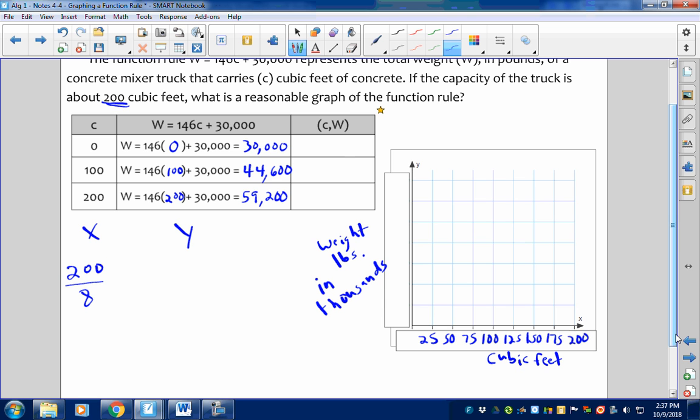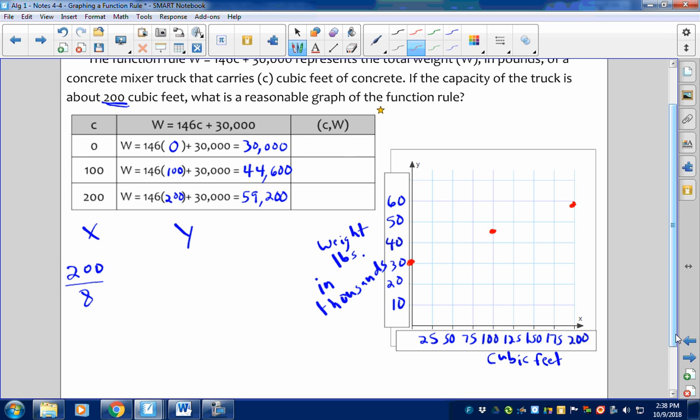Okay, in thousands, and so we go 10,000, 20, 30, 40, 50, 60. So those numbers are in thousands of pounds. So the first one would be 0, 30,000. Okay, the second one is 100, 44,600, which is right about here. And the last one is 200, almost 60,000. So it's just under 60,000.